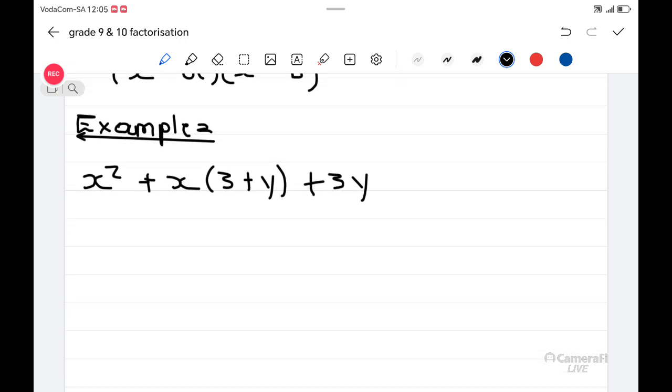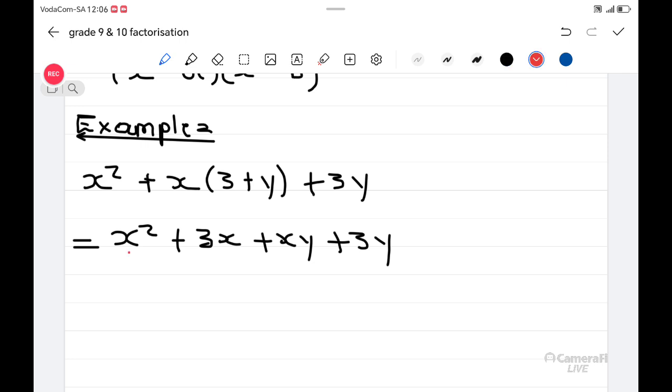Example 2. You have x squared plus x(3 plus y) plus 3y. You have to expand first. What do we have? We have x squared. When you expand this, it is x multiplied by 3, x multiplied by y. x multiplied by 3 gives me 3x. x multiplied by y gives me xy, plus 3y. Now you have four terms.